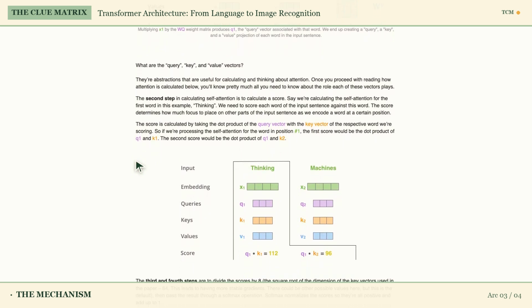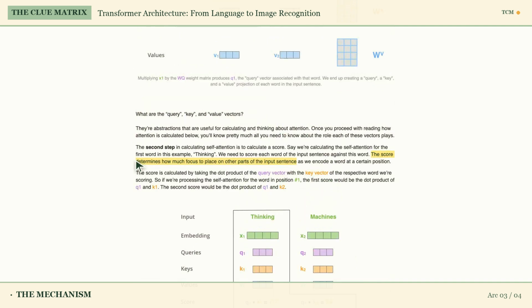Precisely. The score determines how much focus to place on other parts of the input sentence. It's a raw measure of how much one word's context should influence another's. Okay, so I get scores for it against every other word, the, animal, didn't, etc. What happens to these scores?